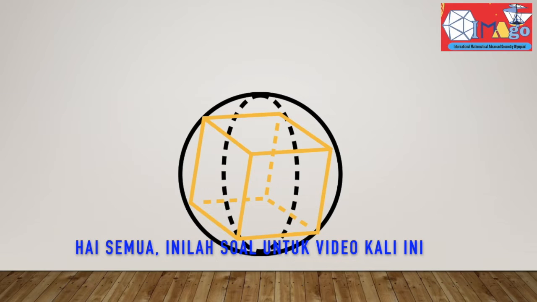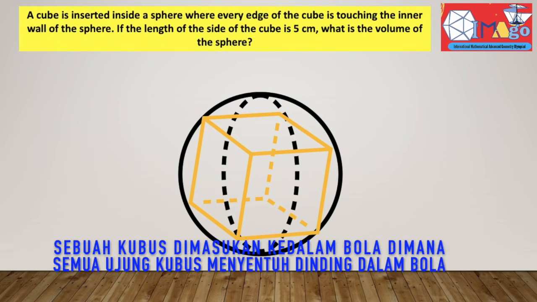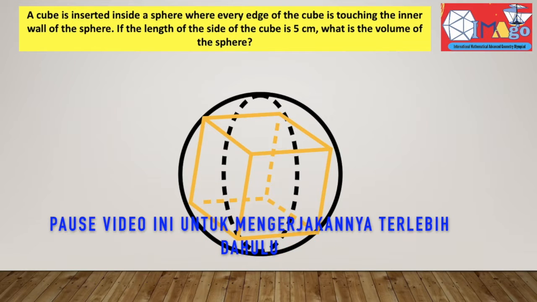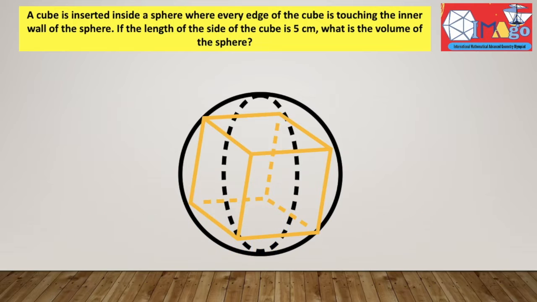Hey everyone, here is the question for this video. A cube is inserted inside the sphere, where every edge of the cube is touching the inner wall of the sphere. If the length of the side of the cube is 5 cm, what is the volume of the sphere? Pause the video if you want to answer this question first.